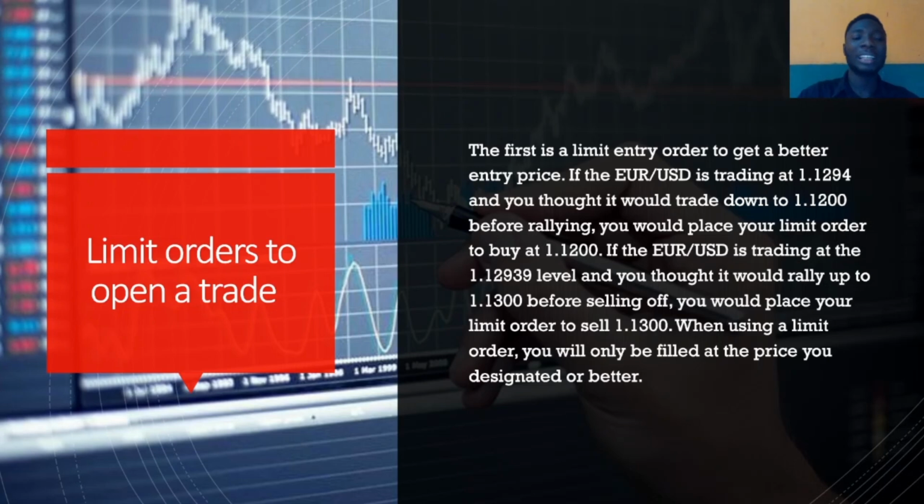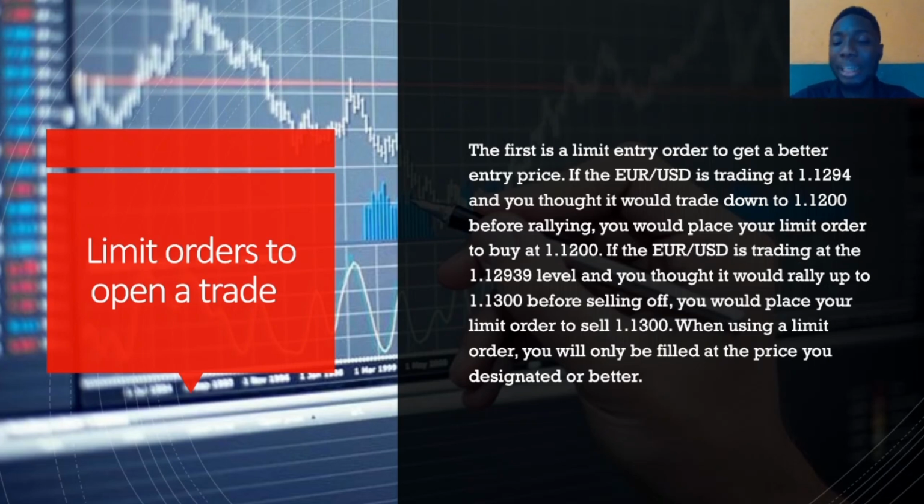Limit orders to open a trade. The first is a limit entry order to get a better entry price. If the euro USD is trading at 1.1294 and you thought it could trade down to 1.1200 before rallying, you could place your limit order to buy at 1.1200. If the euro USD is trading at 1.1294 and you thought it could rally up to 1.1300, you could place a limit order to sell at 1.1300. You can calculate the pips, the minus and plus, on your phone.